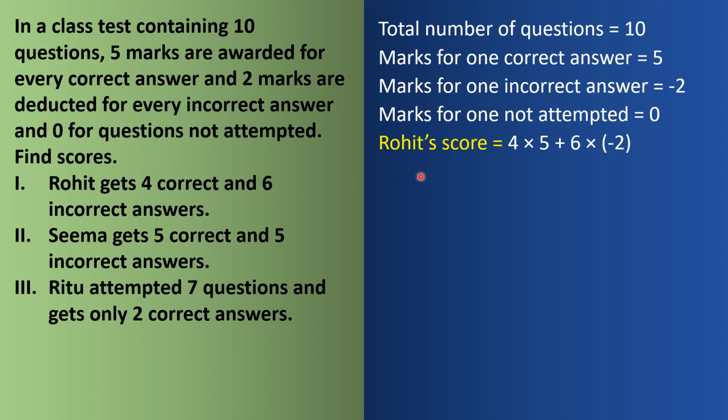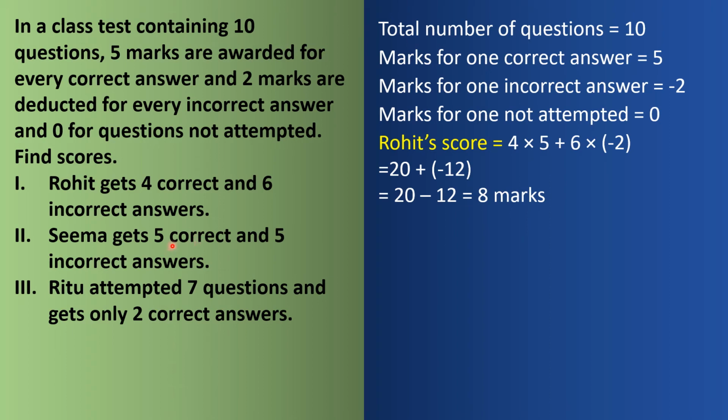Yes, Rohit's score. Rohit's score will be 4 correct and 6 incorrect answers. It means 4 into 5, because one correct answer equals 5. That's why 4 into 5 plus 6 into minus 2. Now we will solve this. 4 5s are 20 and 6 into minus 2 equals minus 12. So here it is 20 plus minus 12, and plus minus will be minus, and we will subtract it: 8 marks for Rohit.